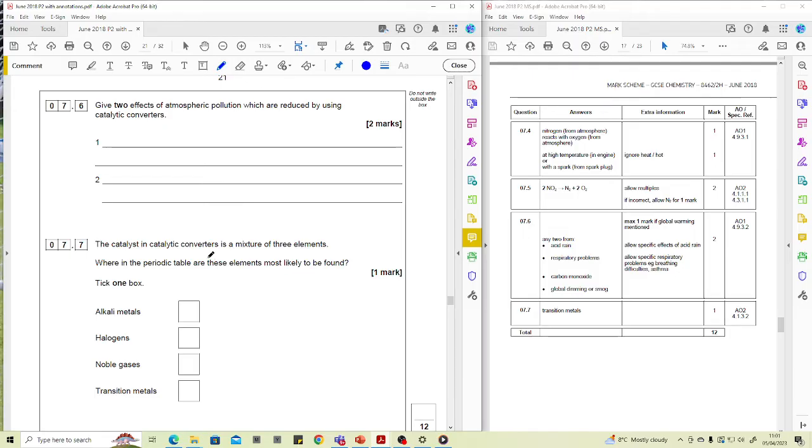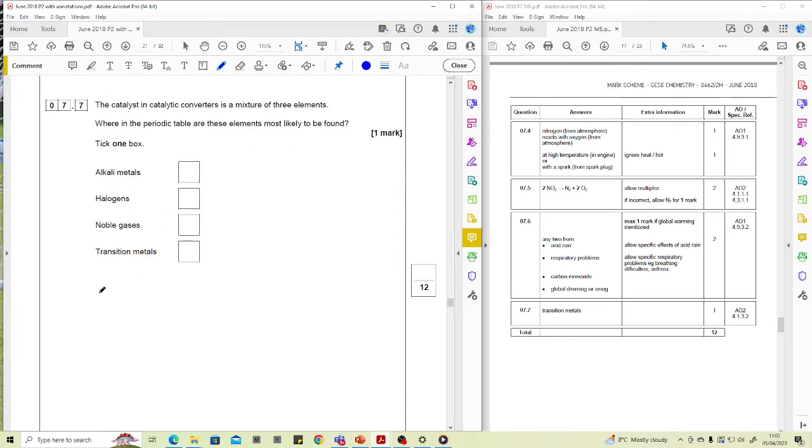Give 2 effects of atmospheric pollution which are reduced by using catalytic converters. So acid rain, that's why it was done originally, and then reducing respiratory illness is the big one these days, e.g. asthma. Okay then, so we've got a catalytic converter which is a mixture of 3 elements, so it's a catalyst, so we're going to be looking for transition metals.